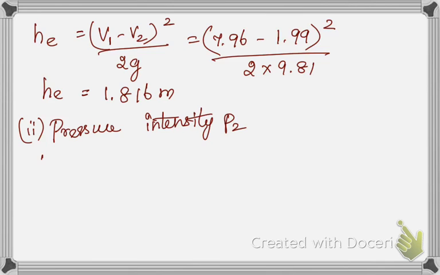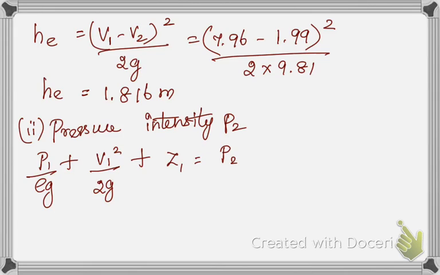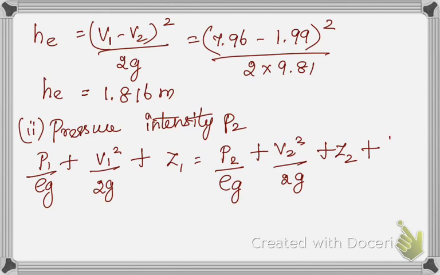So which is P1 by rho g plus V1 squared by 2g plus datum head Z1, which is equal to P2 by rho g plus V2 squared by 2g plus Z2 plus head loss due to enlargement. And if you check here, the pipe given here is a horizontal pipe. It means no datum head difference will be present, that is Z1 will be equal to Z2. So datum head will be there, but both will be equal. So we can omit our Z1 and Z2.